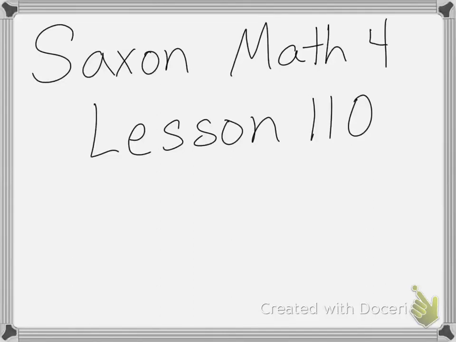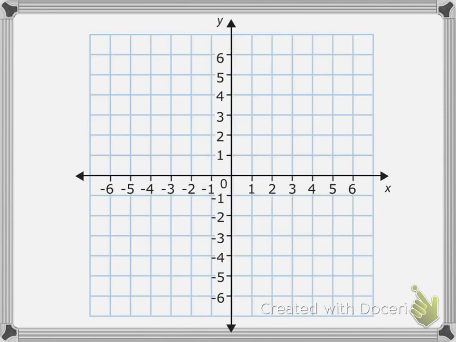Today's lesson is lesson 110, graphing ordered pairs on a coordinate plane and identifying coordinates of a point on a coordinate plane. So on a globe and many maps, you have lines of longitude and latitude to determine where you are on the map. Today you will learn how a mathematician locates points on a flat surface.